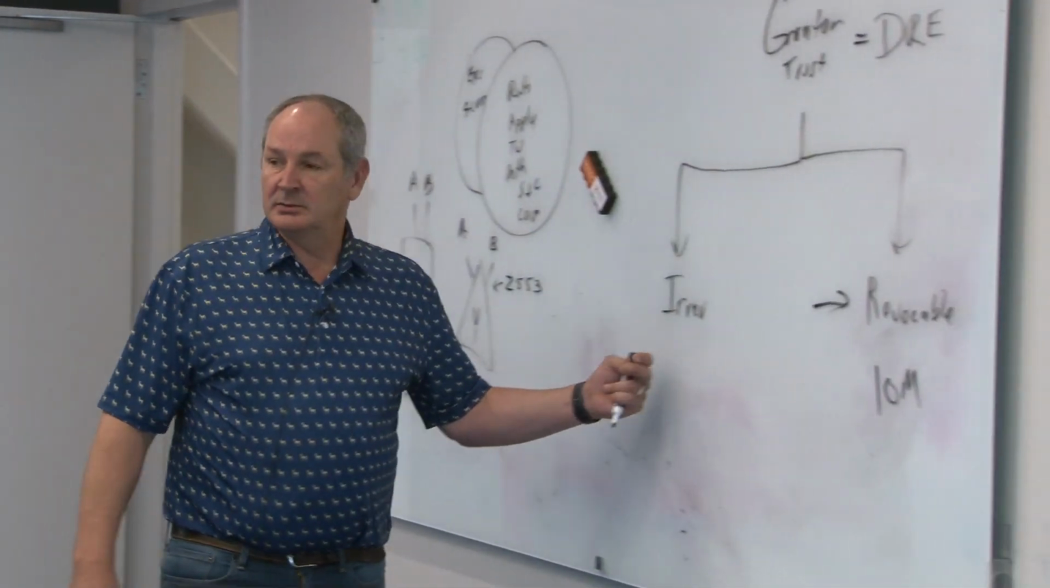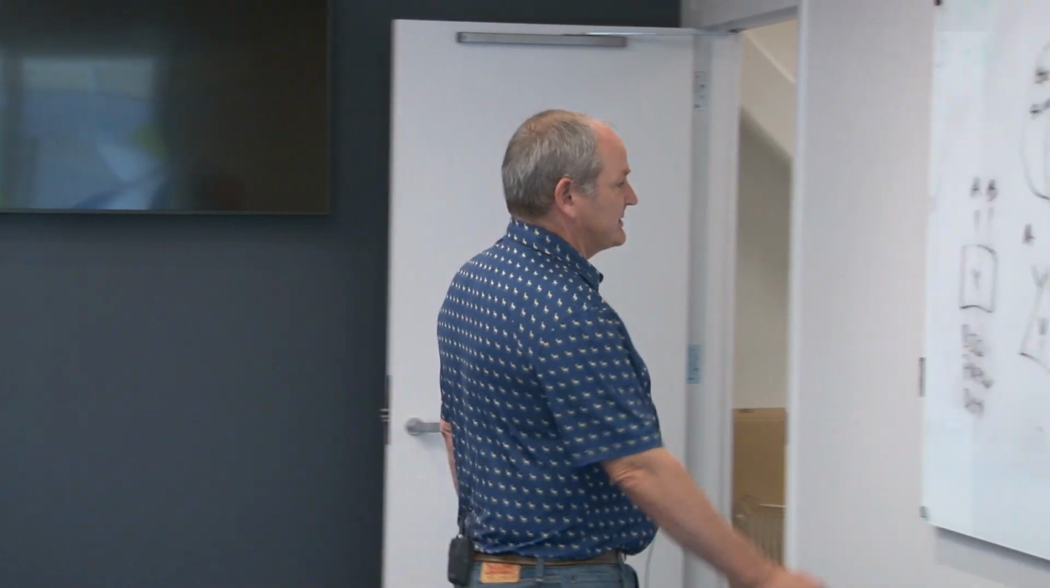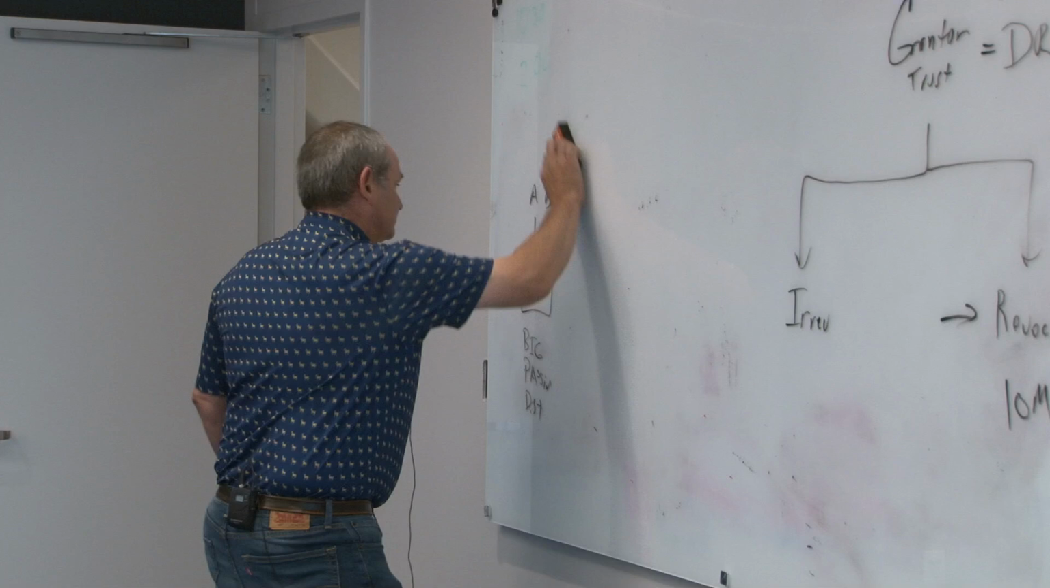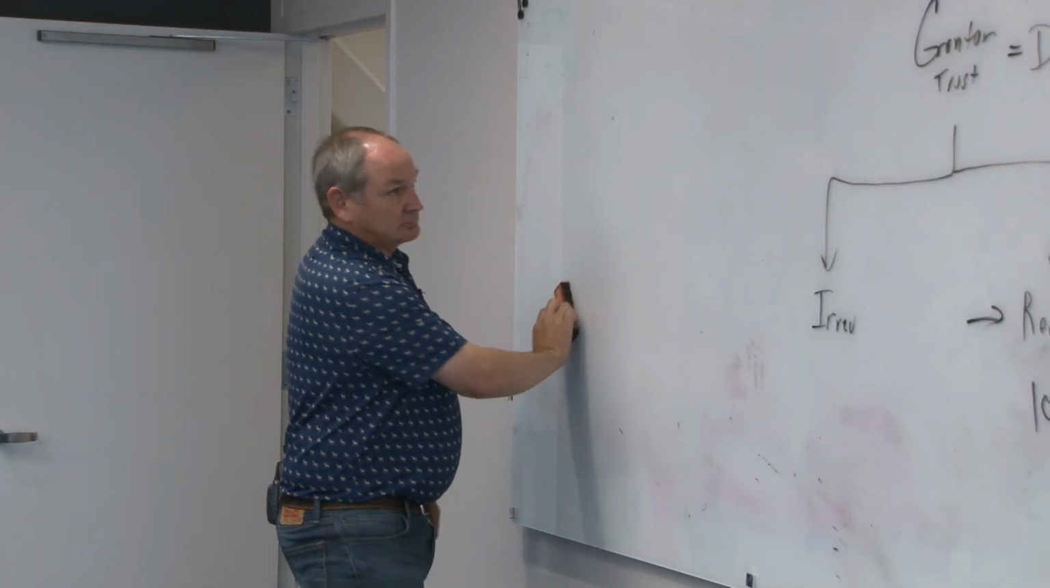Stuff goes in. It can come out. But on irrevocable, once you put it in, it can't be revoked. It's in there. You've completed a transfer. So, and this is worth knowing, because actually this matters for some of what we're doing here.